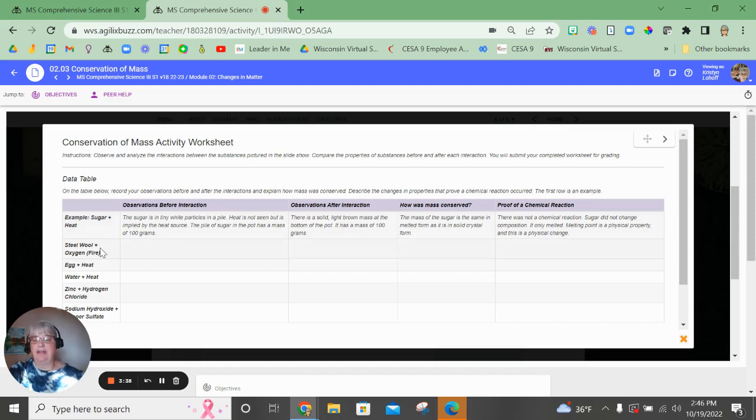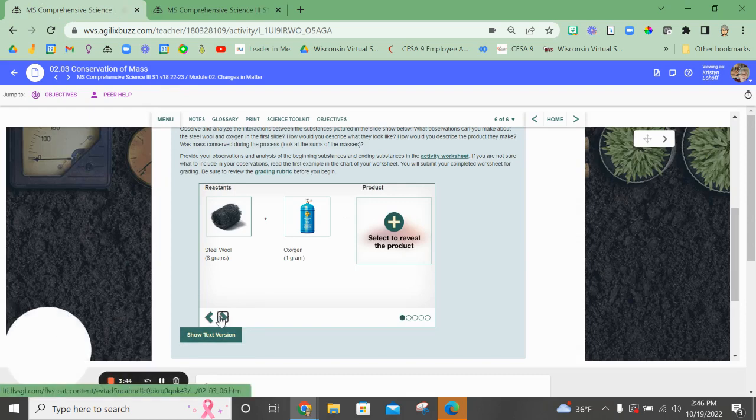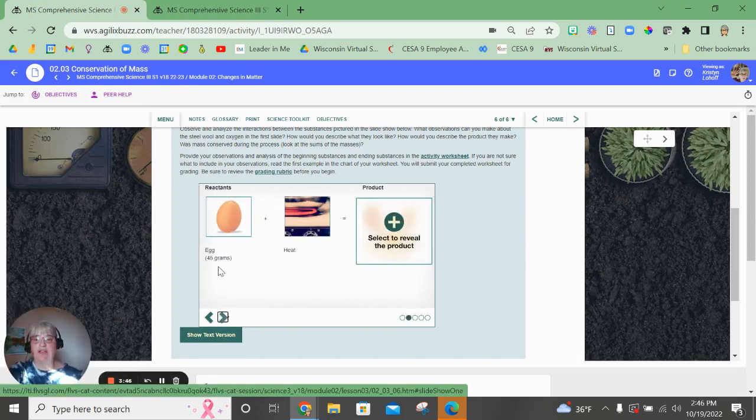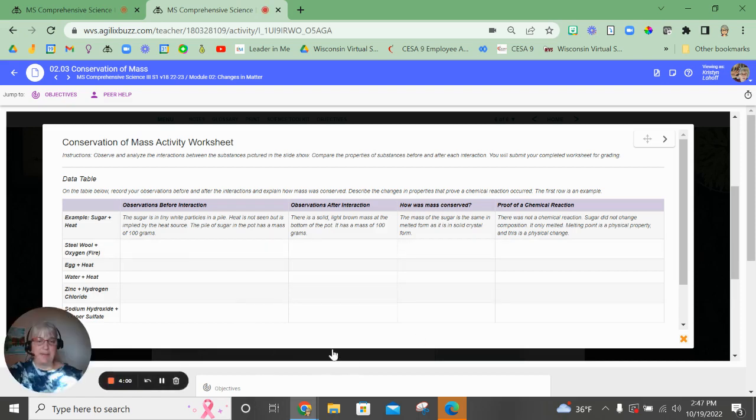So in the case of steel wool and oxygen, you're going to complete your observations in all of these boxes, and then you will move on to the next reactants, which is an egg and heat, and then you'll reveal. And you're going to keep going through all of those different reactants and the product of those reactants to complete your table. Once that table is done, you turn that into Buzz.